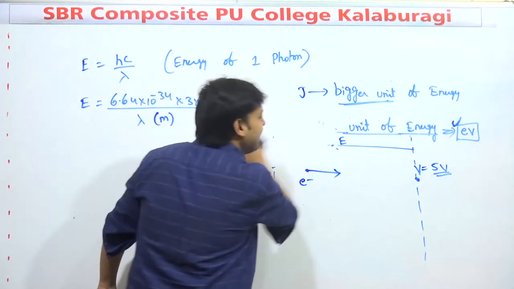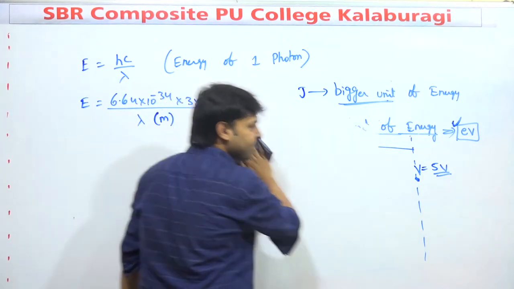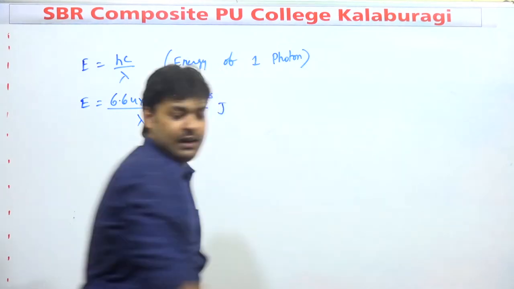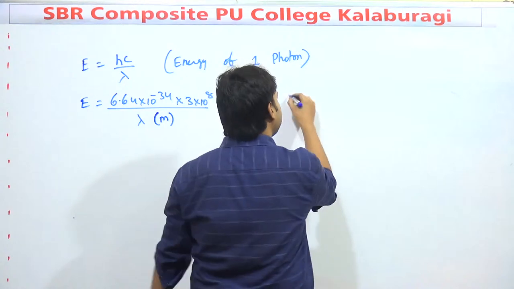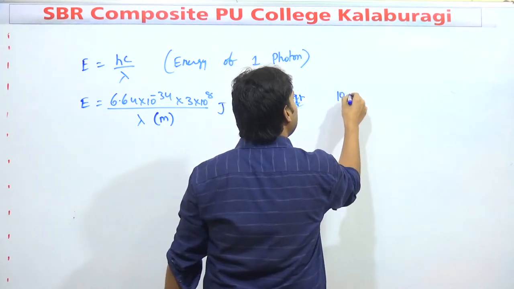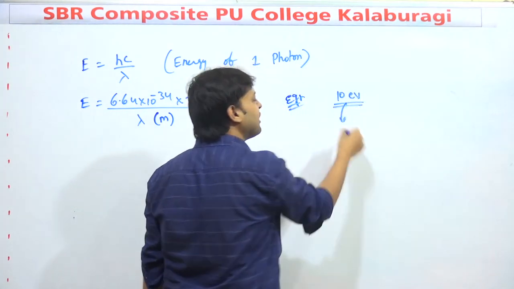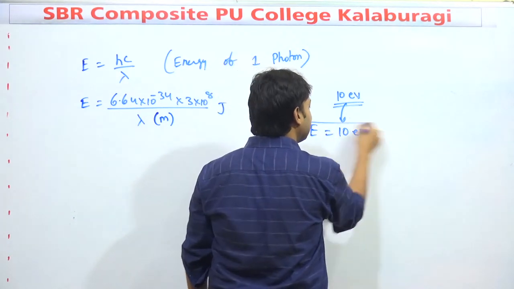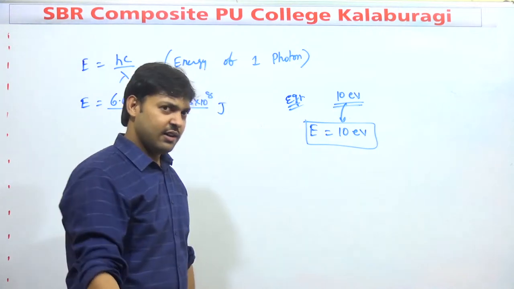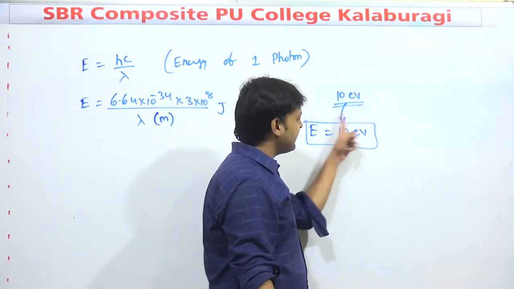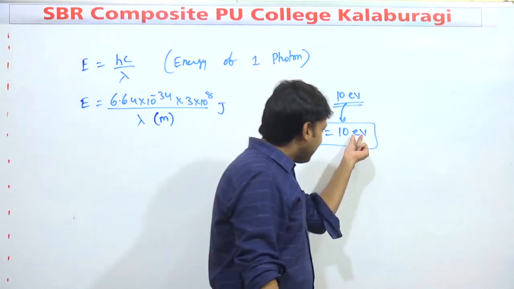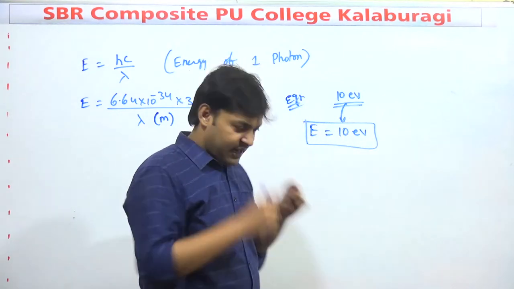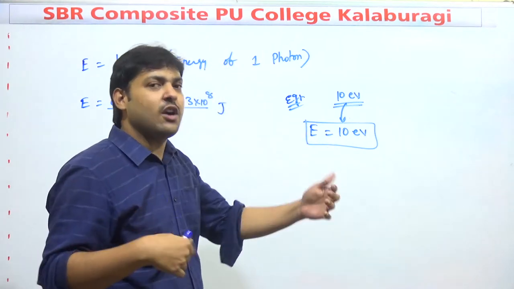So what do you mean by electron volt? Clear about that? If I tell about 10 electron volt, that is energy, so I can write energy as 10 electron volt. What do you understand by this 10 electron volt? For an electron, we applied a potential difference of 10 volts.